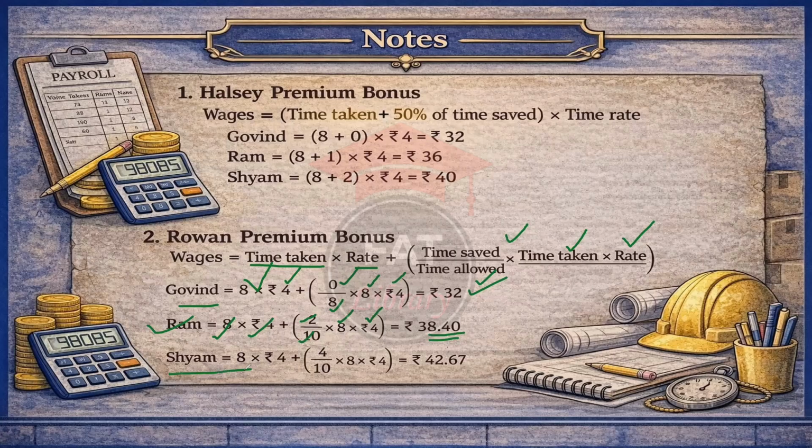Then Sham, again time taken 8 hours. So 4 rupees is the rate. So 4 divided by 10 which is time saved divided by time allowed. 8 is the time taken and 4 rupees is the rate per hour. So 42 rupees 67 paise will be the earnings of Sham as per the Rowan premium bonus.